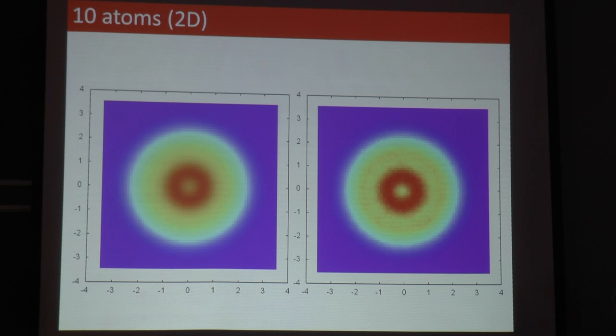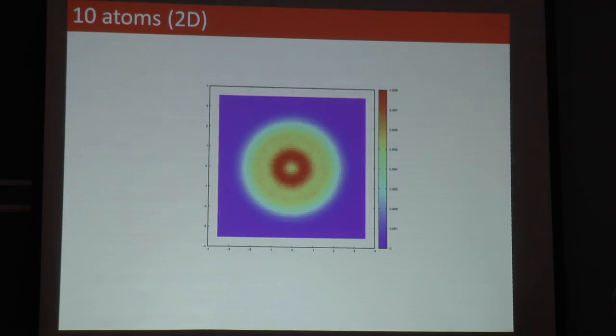Ten is nice because it's a closed shell and this is universal. So this is the one particle distribution, this is the pattern that I am looking for, and I rotate it.